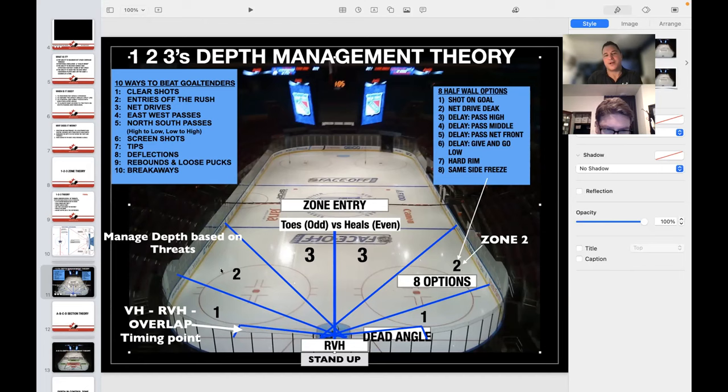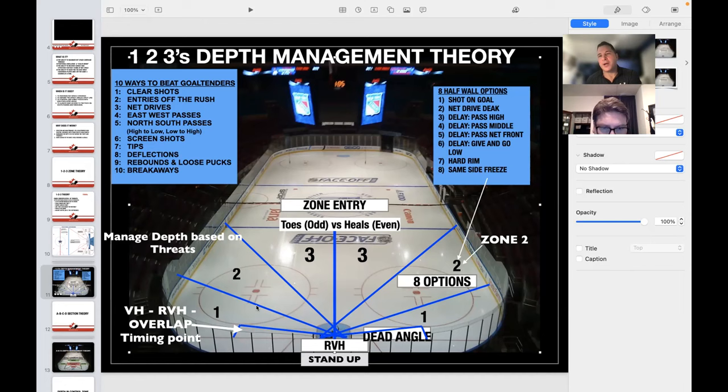If he's by himself, a good one to use would be the overlap, because there's no danger of the east-west pass or backdoor pass. It's one-on-one. Now the mask is there, so he might not even have to stop a shot. Back to Mitch Korn's conversation with you, is it a game of shots or stops? So this goaltender basically stopped the puck without this puck even being shot.